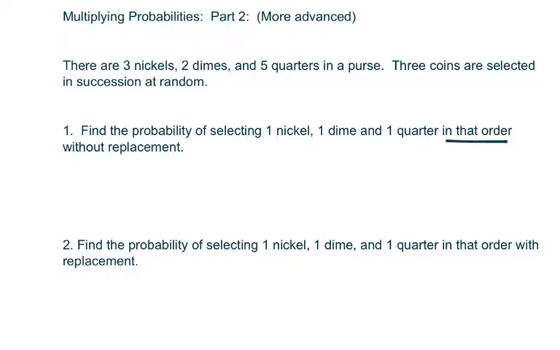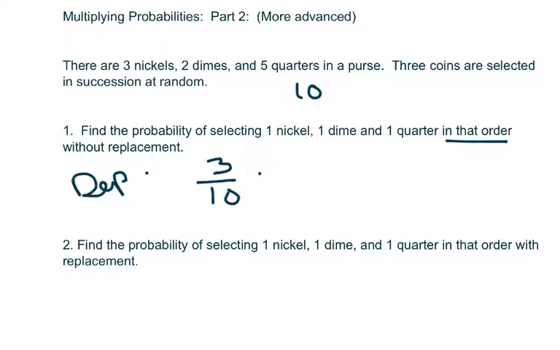So this is similar to the ones we did before. We're selecting 3 coins at random. We have 3 nickels, 2 dimes, and 5 quarters, so that's 10 total. And we want to find the probability of selecting 1 nickel, which is 3 out of 10. We're not replacing. This is going to be dependent then.